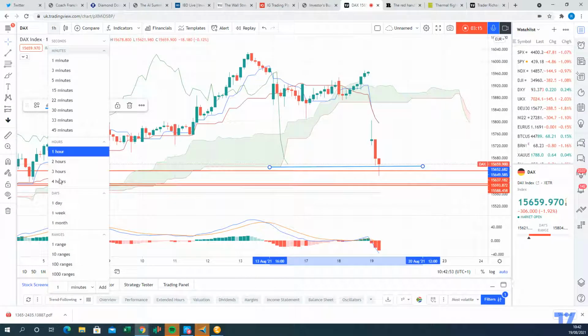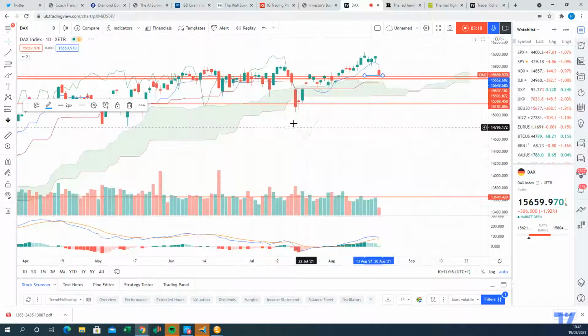But so far, we're looking for support to come in at the top end of the cloud here, and looking for support at this cluster of support at the top end of the cloud. But we're not out of the woods yet, but a much needed correction in the Xetra Dax index.